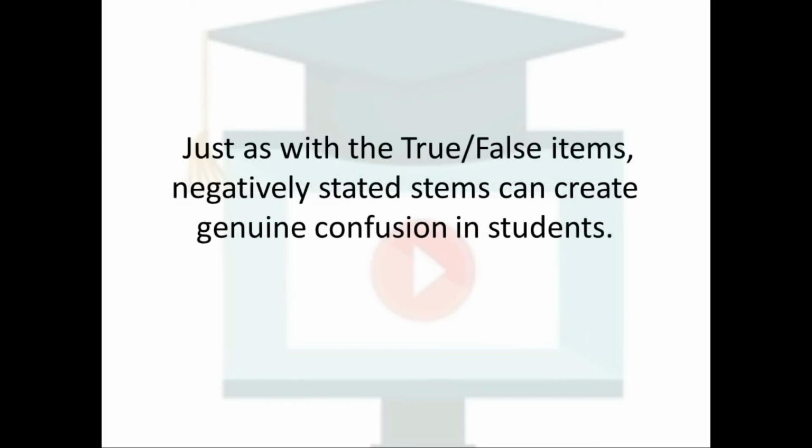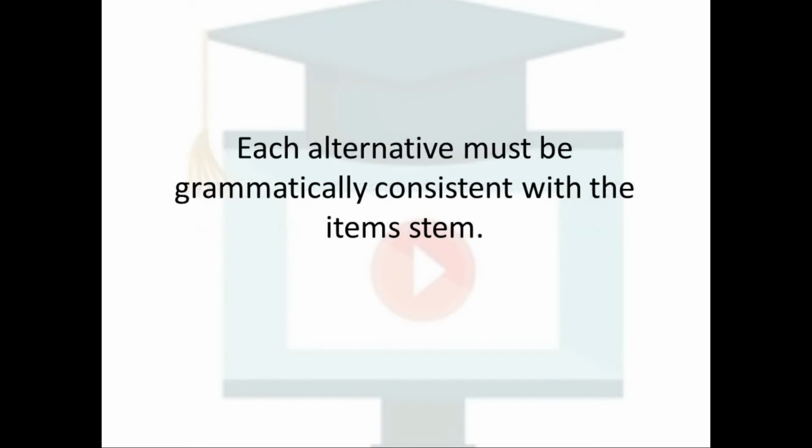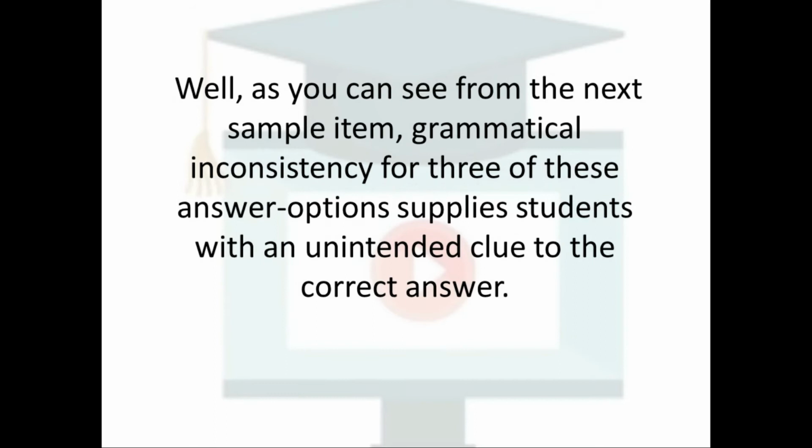Just as with the true/false items, negatively stated stems can create genuine confusion in students. Each alternative must be grammatically consistent with the item's stem. Well, as you can see from the next sample item, grammatical inconsistency for 3 of these answer options supplies students with an unintended clue to the correct answer.